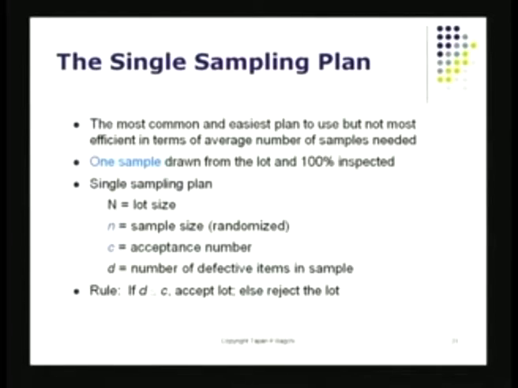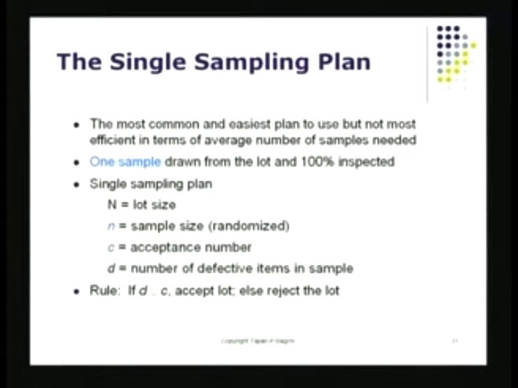Let's now get into the nuts and bolts of the single sampling plan. First of all, this is to be recognized as the most common, the easiest to plan and the easiest to use, but certainly it's not very efficient in terms of the average number of items that you have to sample. This will become a little more clear as I get into it. In my single sampling plan scheme, I'm drawing one sample of size little n. That is just one sample I draw. It must consist of n different items.